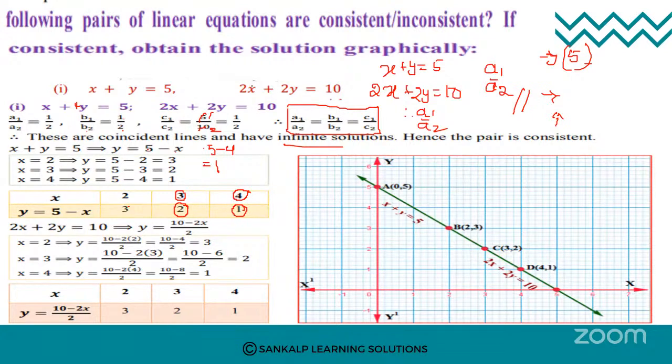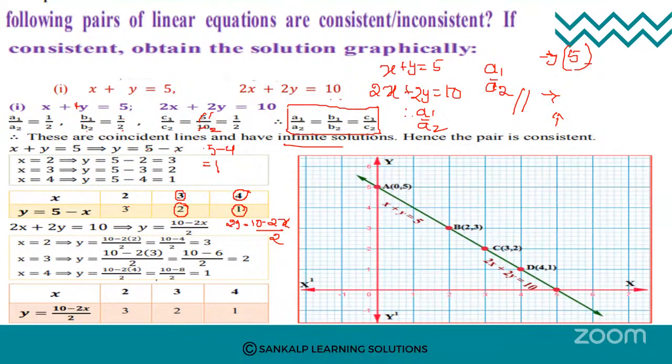Next, second equation, 2x plus 2y is equal to 10. Now, we need the y value. For that, transfer this 2x to this side. 2y is equal to 10 minus 2x. Now transfer this 2 to the other side. Then y is equal to 10 minus 2x divided by 2. This is the value of y.